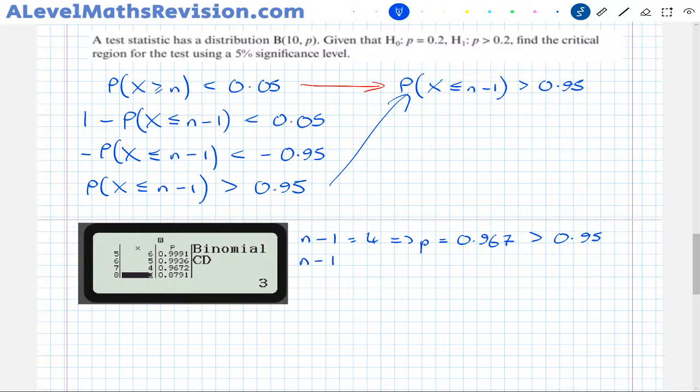When our n minus 1 value equals the next one down, which equals 3, that means that p equals 0.879, and we've crossed the threshold. So we've gone from reject to do not reject.